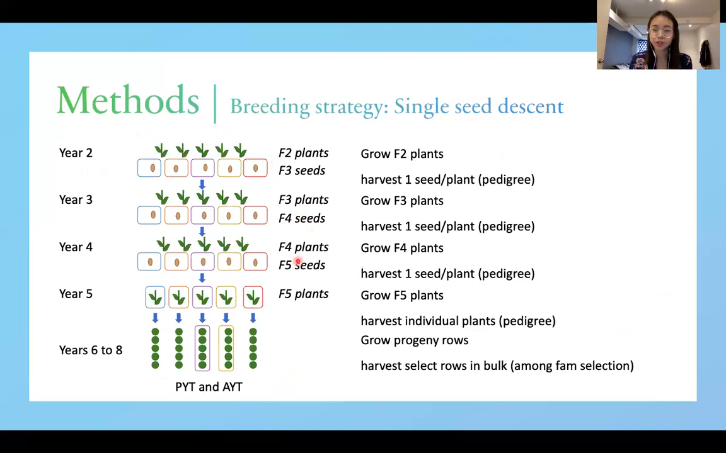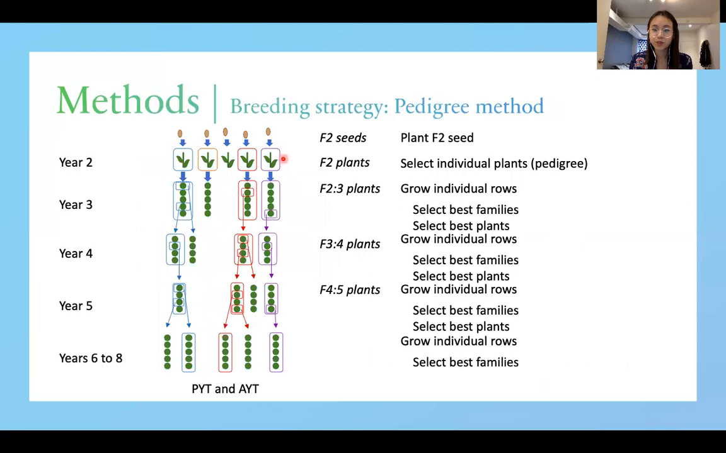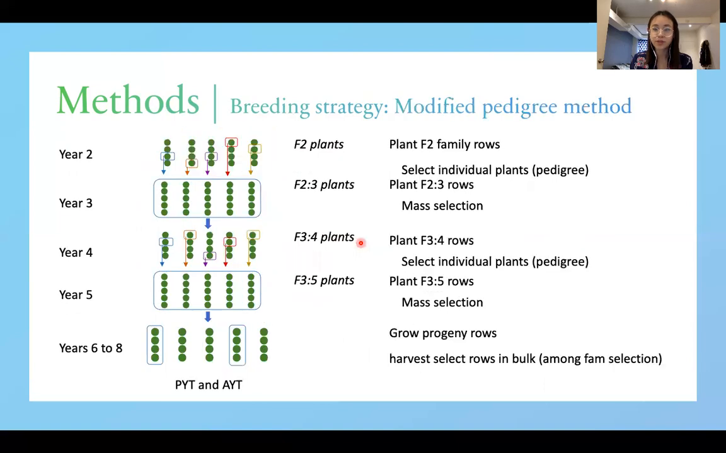For the pedigree method, we have early generation selection starting at F2, and you can see that we're already selecting individual plants. We're growing rows, selecting the best rows, the best plants within rows. And for the modified pedigree method, this is a combination of the pedigree method and mass selection.